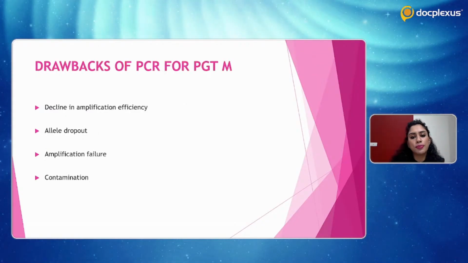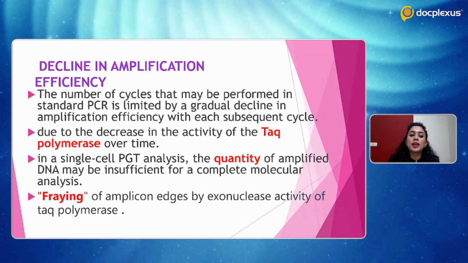Now, drawbacks of PCR for PGT-M. For monogenic disorders, what is the drawback? You have a gene locus that you want to amplify and study. There could be a decline in amplification efficiency, allele dropout, amplification failure, and contamination. How does each of these happen? Let us discuss in detail.